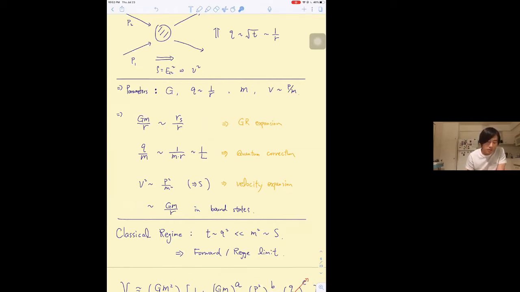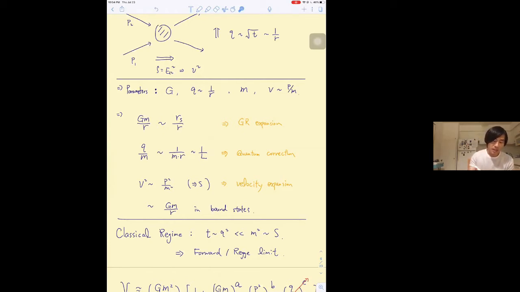An important conclusion here is that when we say scattering, what I'm interested in here is classical scattering. Classical scattering phrased in this language corresponds to q over m being very small. And we know q is proportional to t, and the mass is roughly s. So that means scattering in the classical regime coincides with the forward, or the Regge, limit.